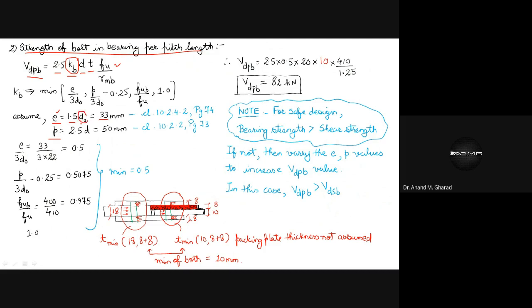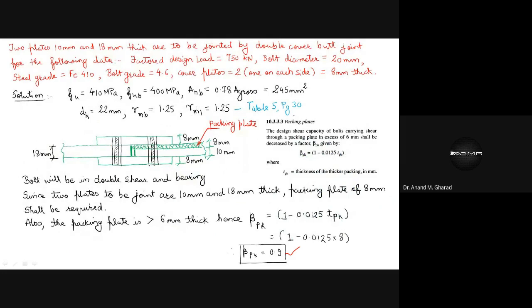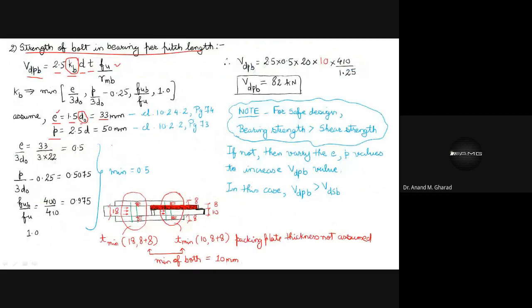Based on this d_0 value, d_0 is actually the diameter of the hole, not the bolt. What is the diameter of the bolt given in our numerical? It is 20 mm, isn't it? So for the hole diameter, how much clearance should I add to the bolt diameter? 2 mm. And from where do we get this? From which table? Yes, Table number 19. Correct, exactly.